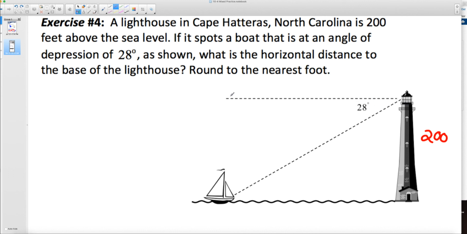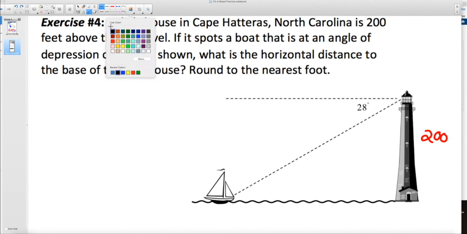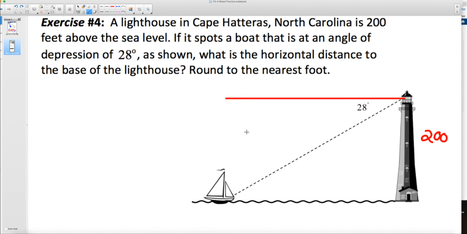Now just remember that this line and this line down here are parallel. So we have a transversal going through, which means we have alternate interior angles, so that this would also be 28 degrees. What is the horizontal distance to the base of the lighthouse, round to the nearest foot? So I'm going to give you a moment, pause the video, and try this one on your own.